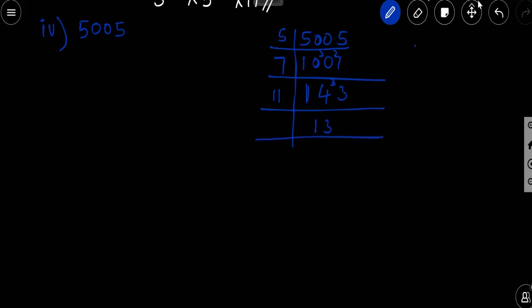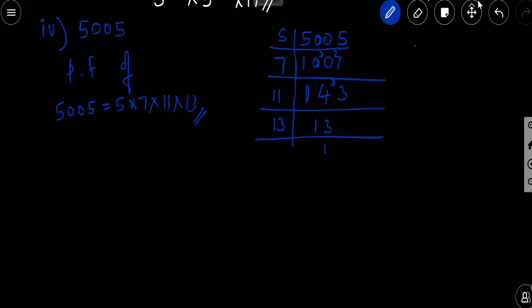So 13 is a prime number. So it is divisible by itself. Okay. So the prime factorization of 5005 is equal to 5 into 7 into 11 into 13.